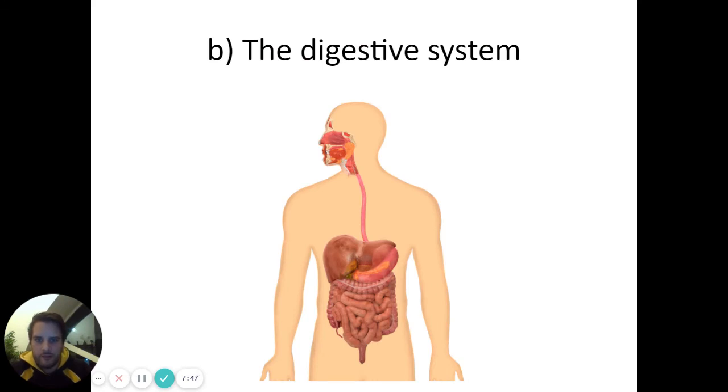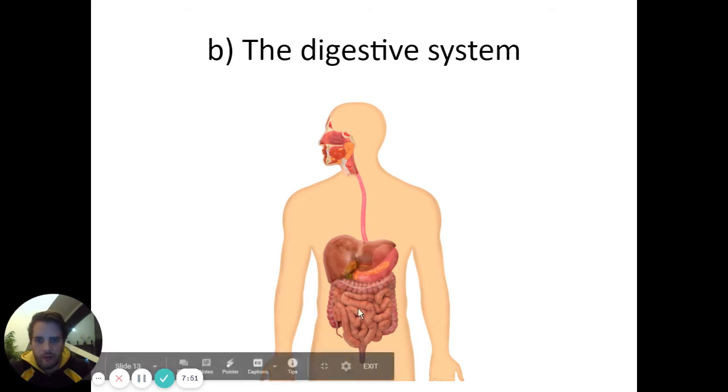Okay, let's look at the digestive system then. Food's broken down by the acids in our stomach, but we're going to look at the absorption of nutrients in the small intestine. Remember, it's small because it's narrower than the large intestine, but it's actually very long.